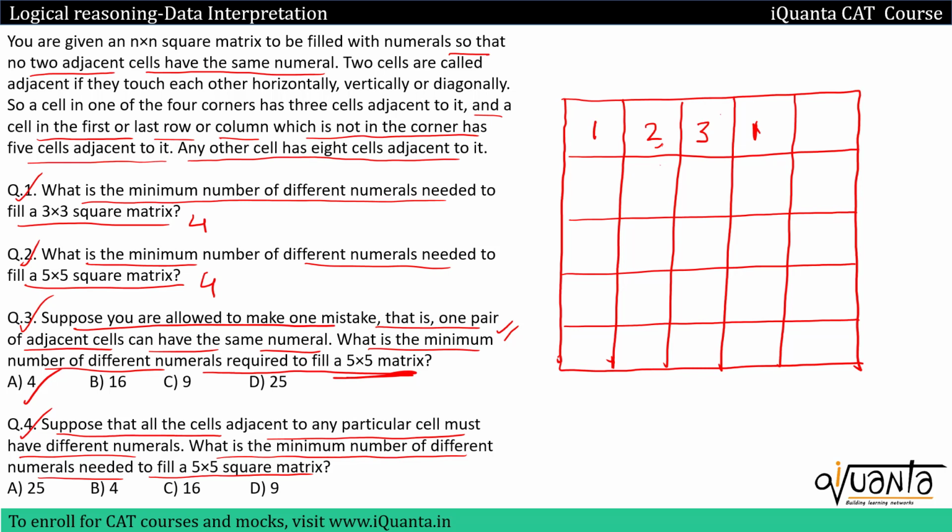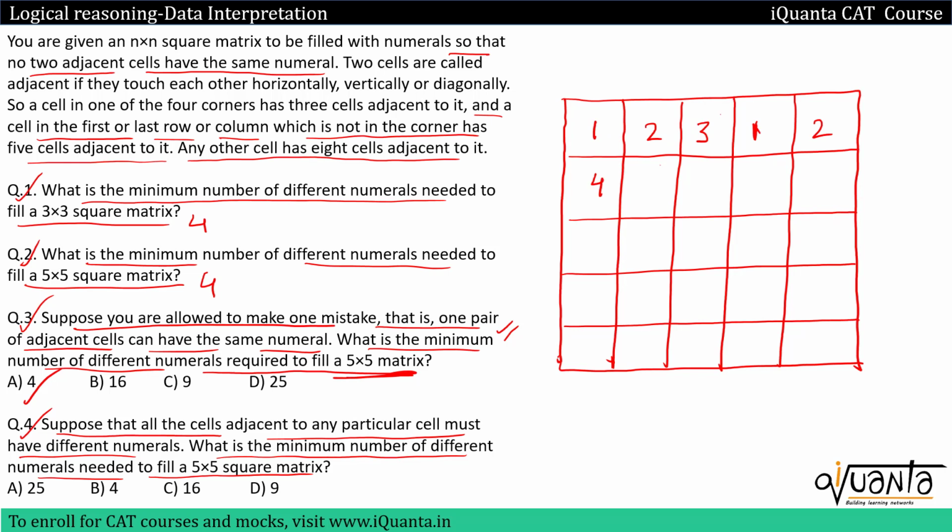Then adjacent to 1, I should not have 3, so I'll put 2 over here. Now adjacent to this one over here, I should not have 2. I cannot use 1. Can I use 3? If I put 3 over here, then adjacent to this 2, we'll have the same numerals. So we cannot put 3 over here, we'll have to use a new number, that will be 4. So I'll put 4 over here.